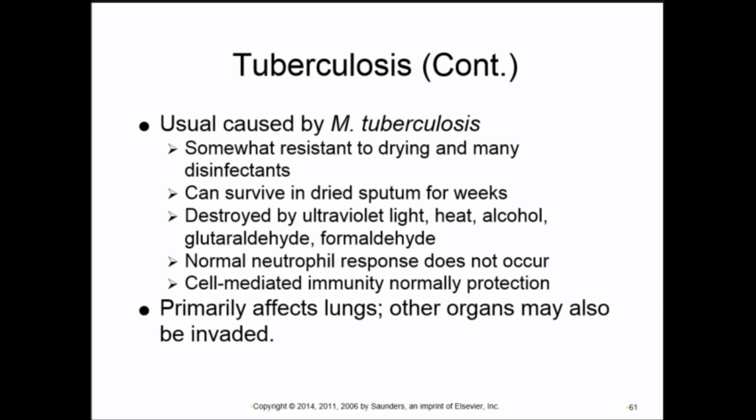And the problem with TB is it's very resistant to a lot of things that will usually kill organisms. For example, drying and disinfectants do not kill TB. If somebody produced sputum on the floor and it dried and you don't even see it, it's still alive. So it's very resistant to all these measures. It can be killed by ultraviolet, so sun will kill it, heat, alcohol, formaldehyde, and so on.